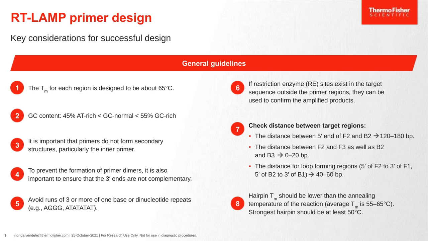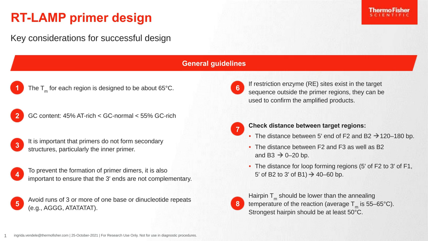Key considerations for successful primer design are very similar to general PCR primer rules, so GC content needs to be monitored and limited, and the melting temperature of the primers is important. LAMP is usually carried out at 65 degrees, so that should also be the melting temperature with your primer design.